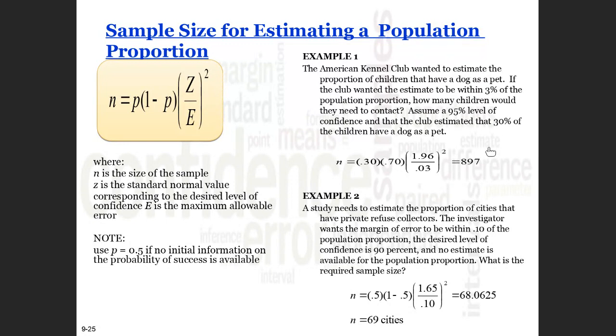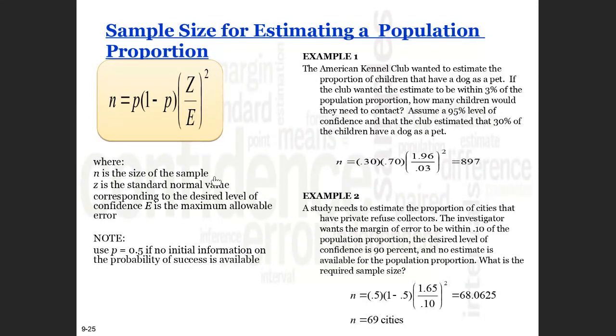The second example: a study needs to estimate the proportion of cities that have private refuse or garbage collectors, whatever word you'd like to use. The investigator wants the margin of error to be within 0.10 of the population proportion. The desired level of confidence is 90%, and no estimate is available for the population proportion. What is the required sample size?